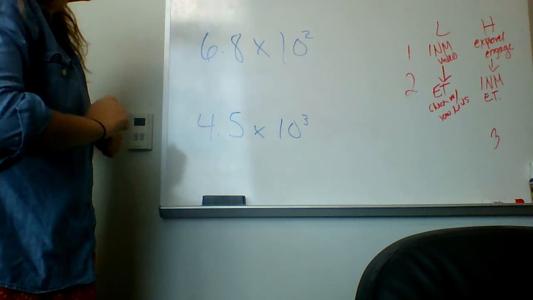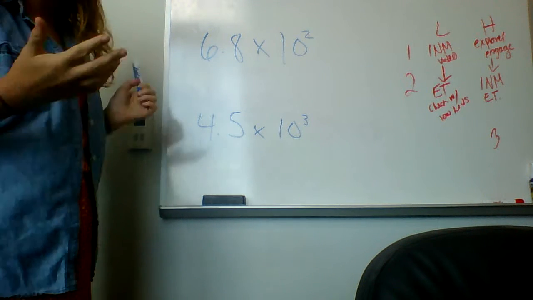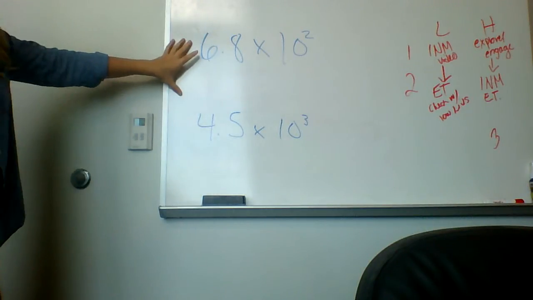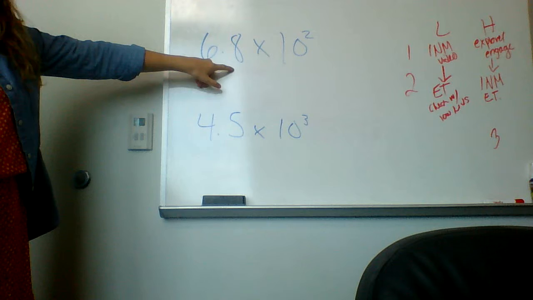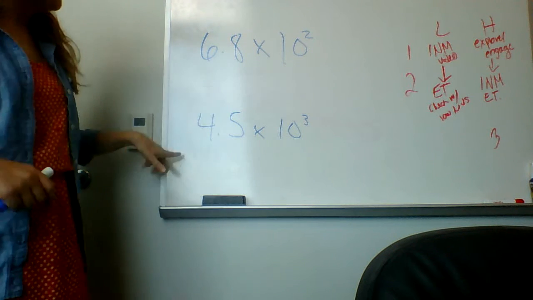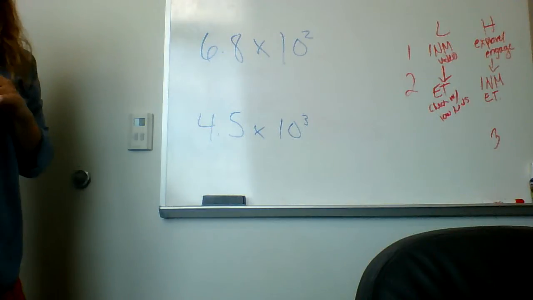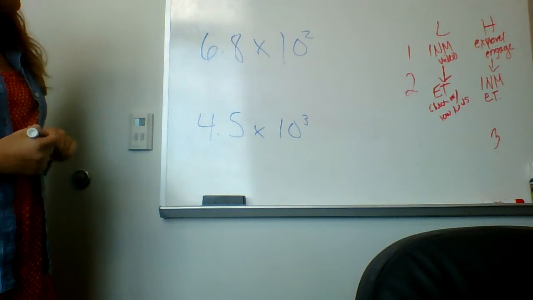Hey y'all, so in this video we're going to learn to compare numbers that are written in scientific notation. I have two numbers that I wrote down to start with, 6 and 8 tenths times 10 to the second power, and 4 and 5 tenths times 10 to the third power. And we're going to compare the size of these two numbers, which one's bigger and why.